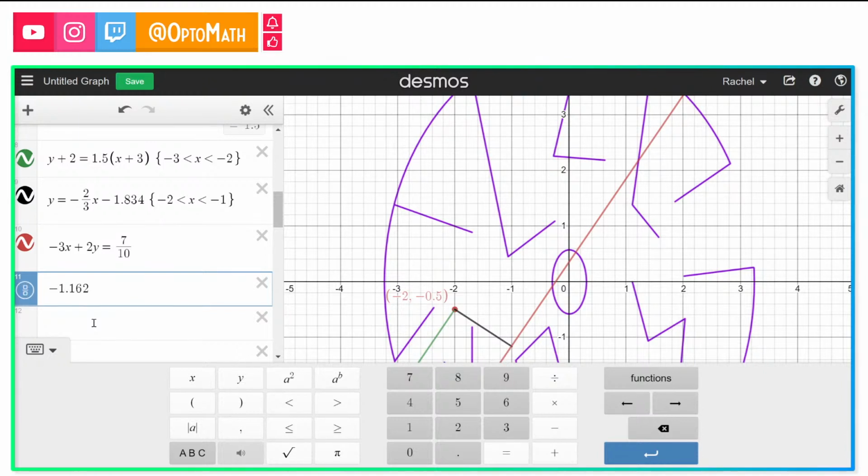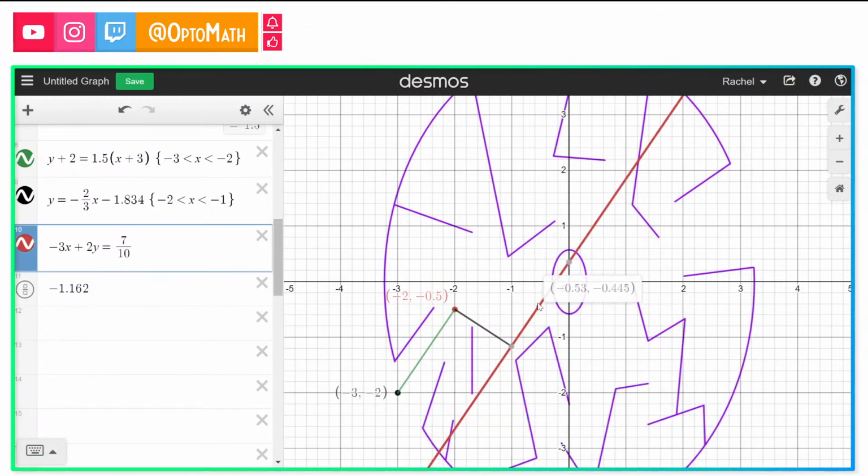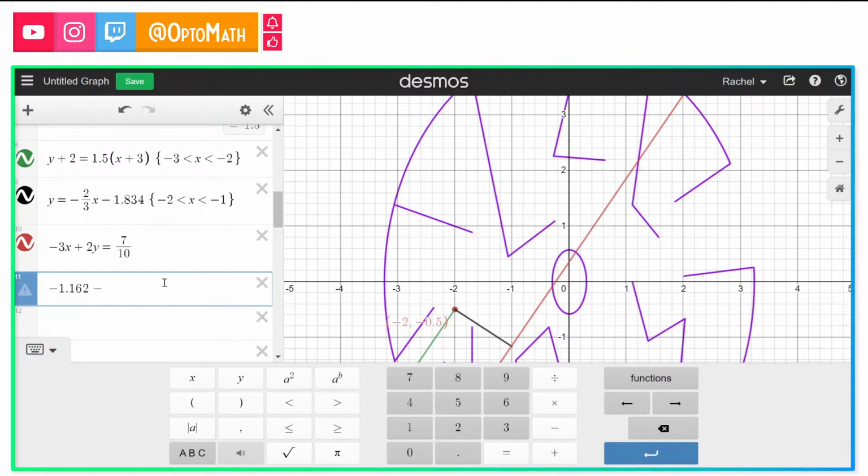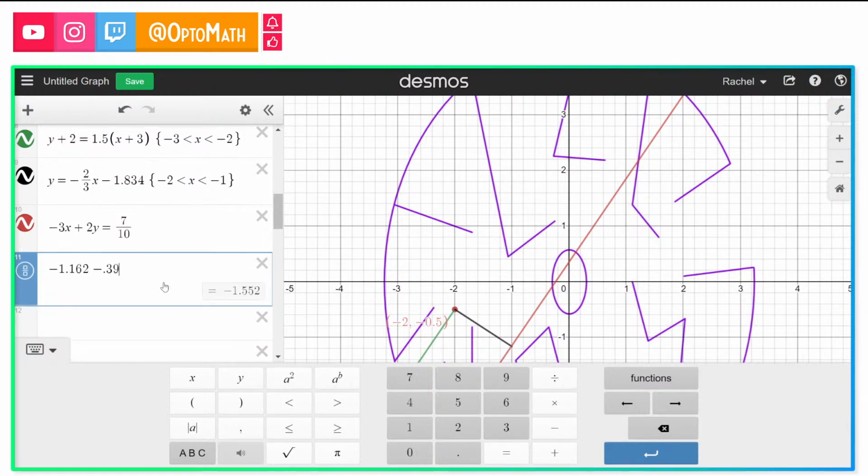Okay. Now let me click and figure out where I want to go next. So maybe I'll go up to here, and that Y value is negative 0.391. Okay, so let's make our curly braces.